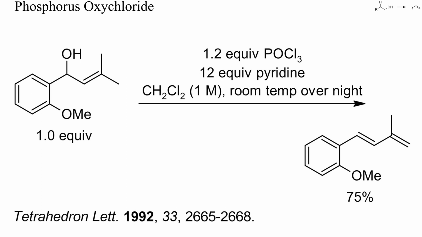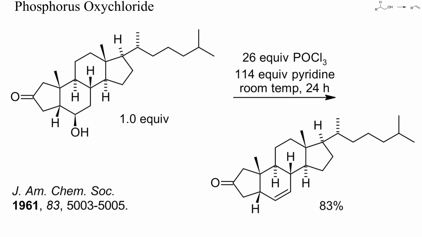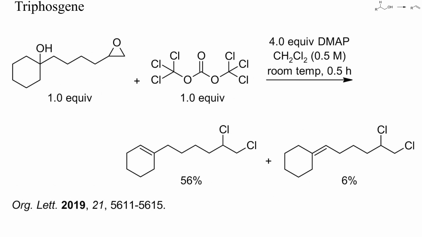Here, the starting alcohol was much less reactive than that of the previous example. Still, treatment with an excess of phosphorus oxychloride in pyridine at room temperature gave a high yield of alkene. In this example, a tertiary alcohol containing a terminal epoxide was dehydrated with triphosgene.